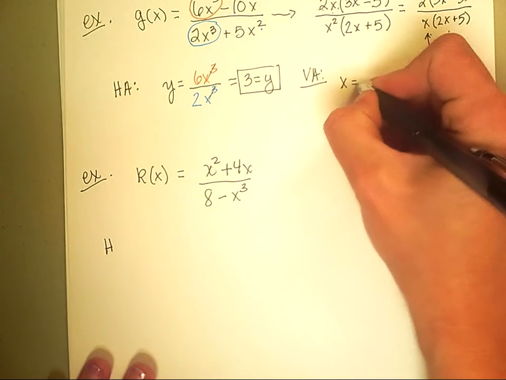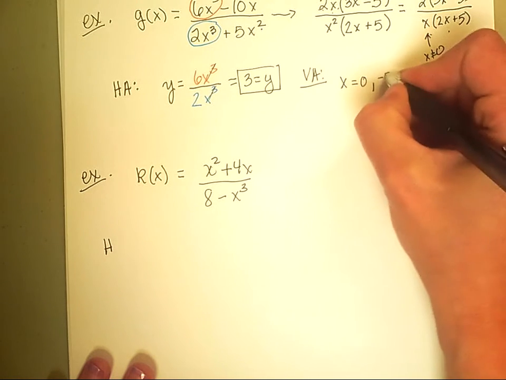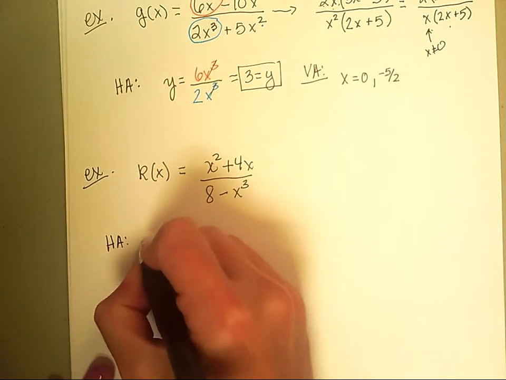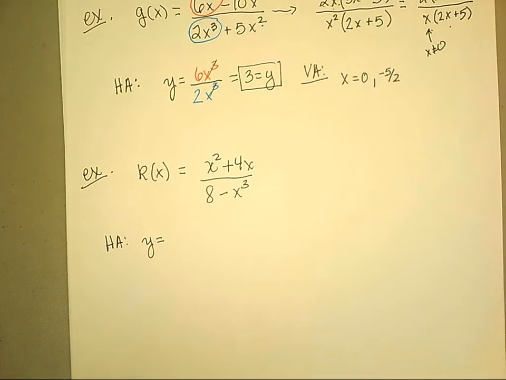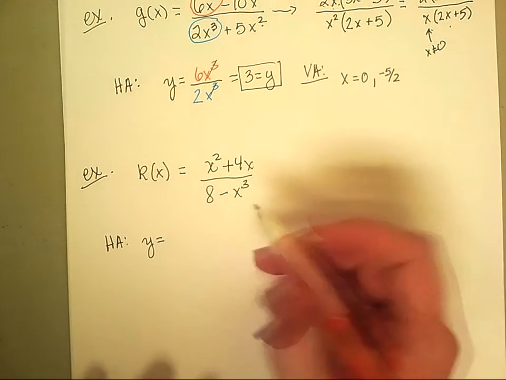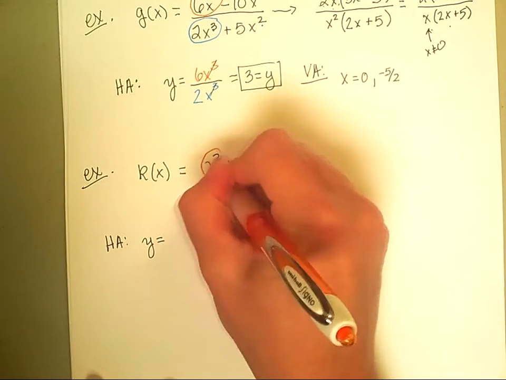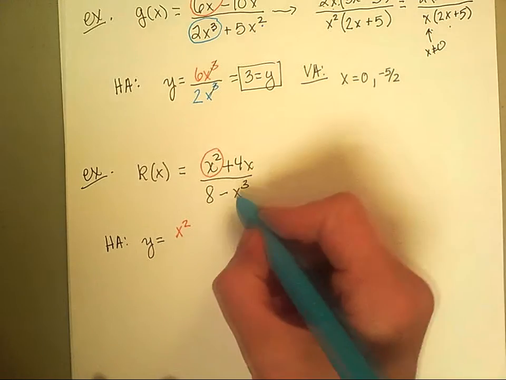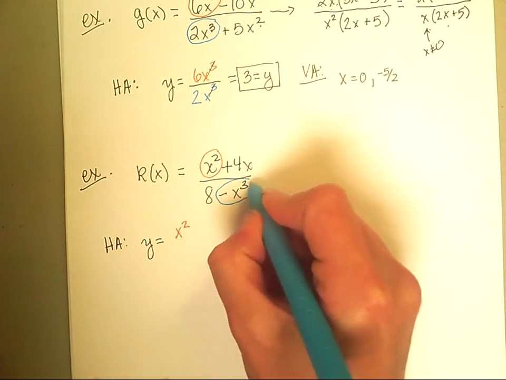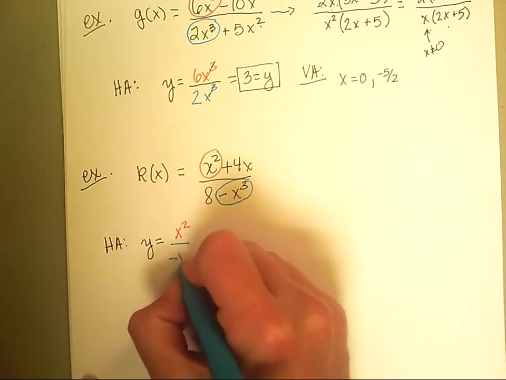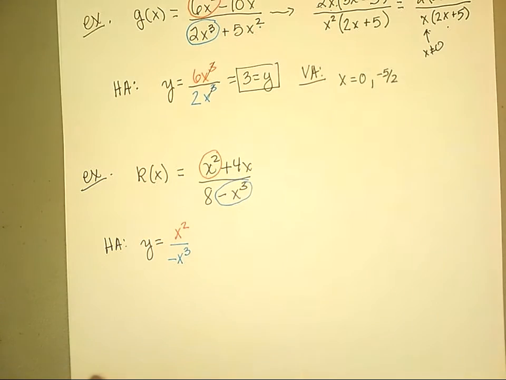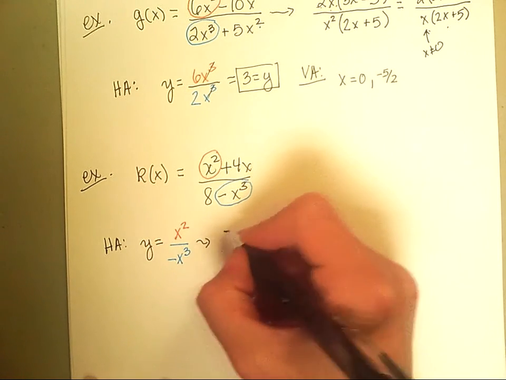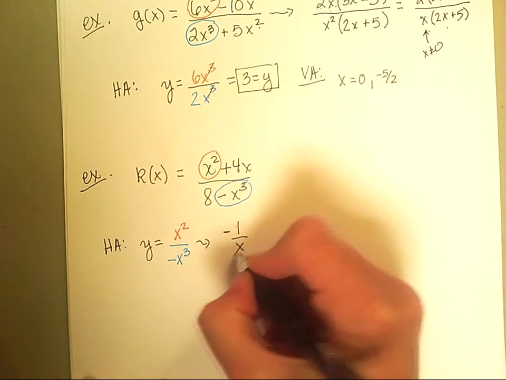Oh, so our vertical asymptotes up here, where x equals 0 and negative 5 halves. Okay. Now, for a horizontal asymptote, it's going to come in the form y equals something. So I look at the dominant terms of the numerator. The dominant term here is x squared. And then I want to look at the dominant terms of the denominator, and the dominant term here is minus x cubed. Okay. So if we were to reduce that, let's bring the negative up top. We have 1 over x.